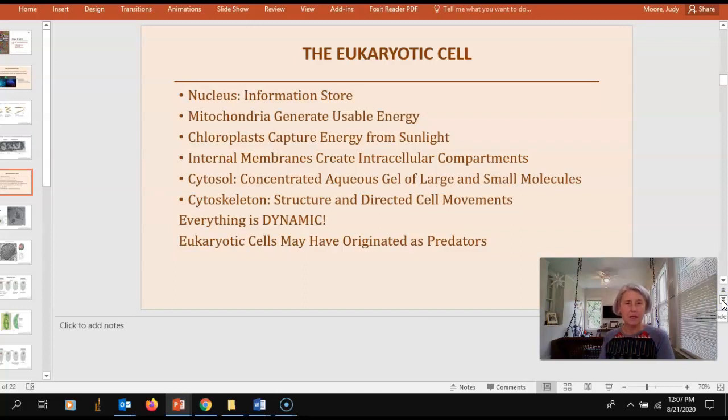When we talk about eukaryotic cells, now we're talking about cells with a larger genome contained in numerous chromosomes that are linear and a bunch of membrane-bound compartments inside. These compartments we mostly call organelles. So the nucleus is where information is stored. Mitochondria generate usable energy. Chloroplasts capture energy from sunlight, and so on.